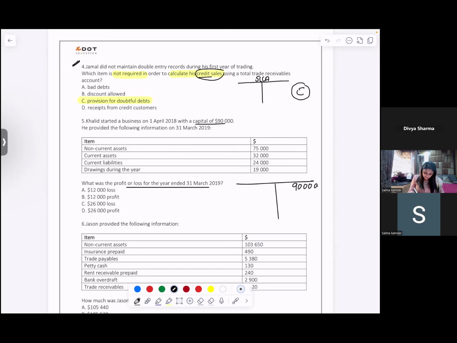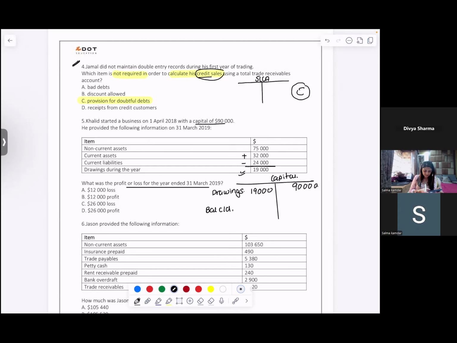Non-current assets plus current assets minus non-current liabilities minus current liabilities. Drawings will come where? Drawings you will add with your closing capital, in the capital account. Can you see my screen? So can you give me the closing capital? What did it come to?